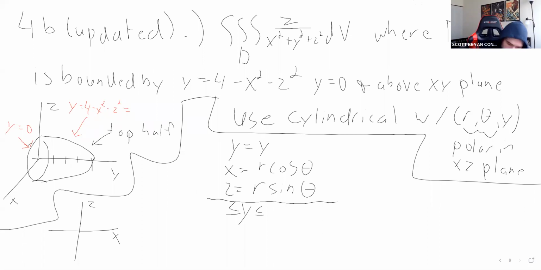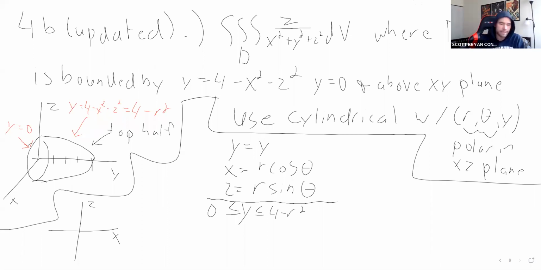So 4 is fine. What is x squared plus z squared? If x is r cos theta, z is r sine theta, it's just r squared. So 4 minus r squared. So y is going to lie between 0 and 4 minus r squared.